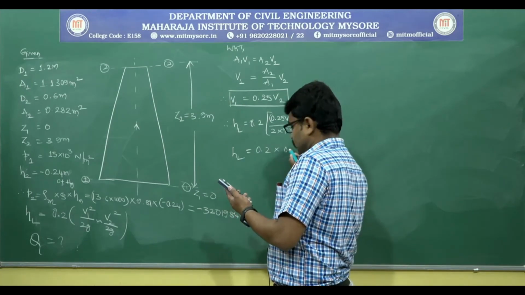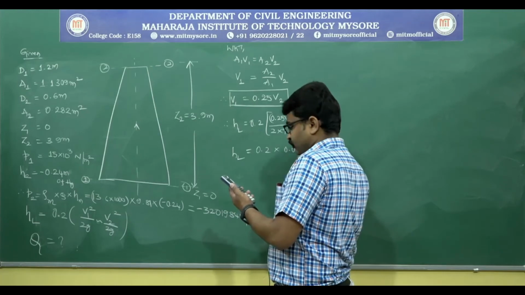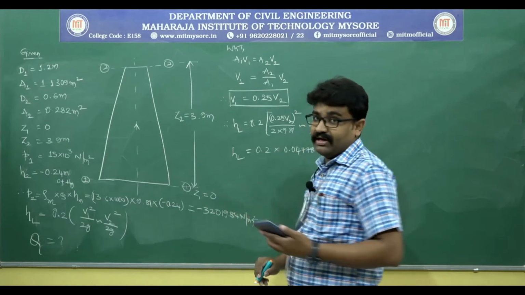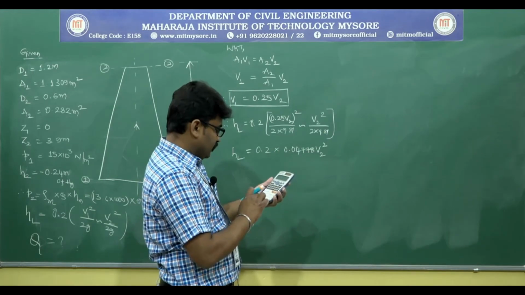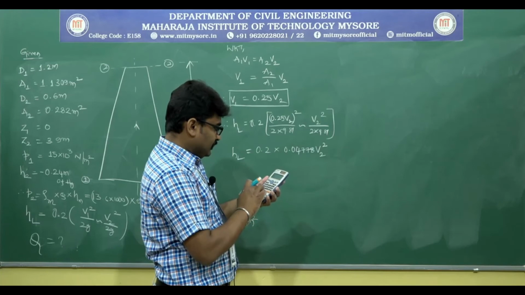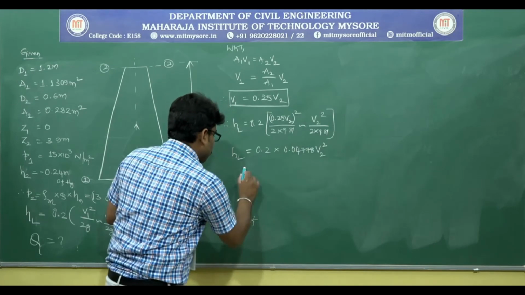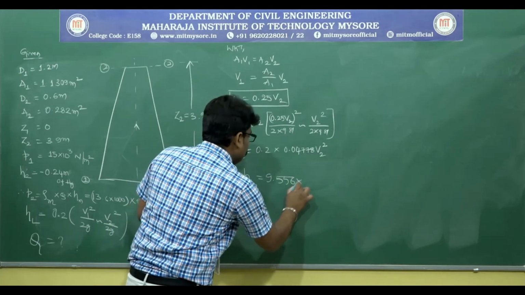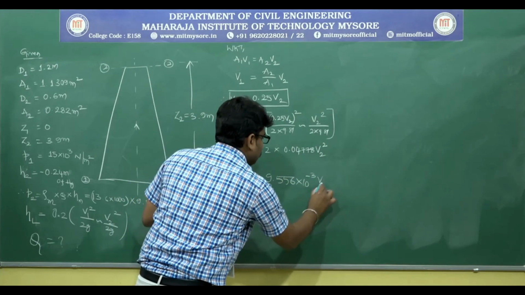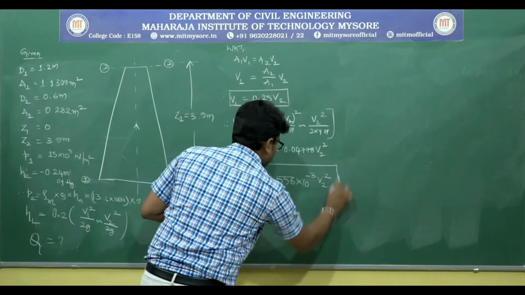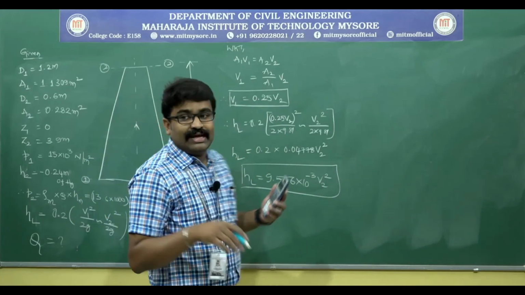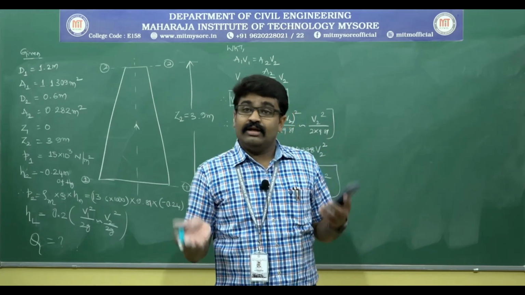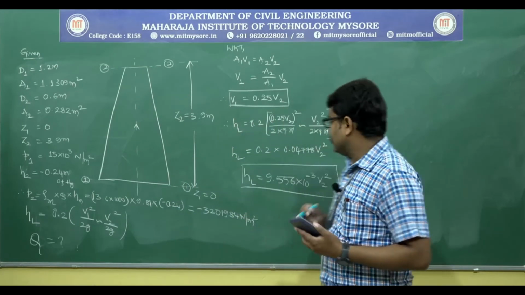0.2 into 0.04778 V2 square. When you do it, 0.2 into 0.04778 will fetch you HL equal to 9.556 into 10 power minus 3 V2 square. So, after this step, rest of the things remain as it is from the previous problem. So, apply Bernoulli's equation, that is the modified Bernoulli's equation.